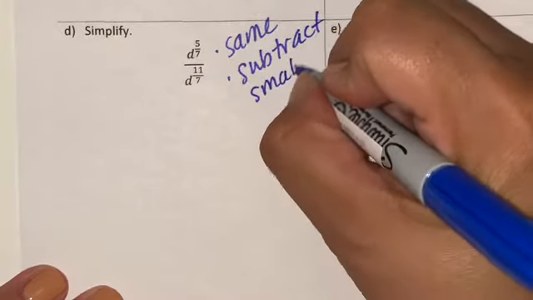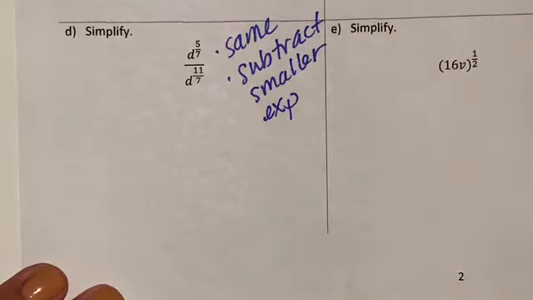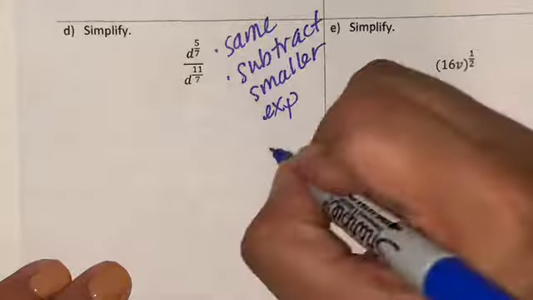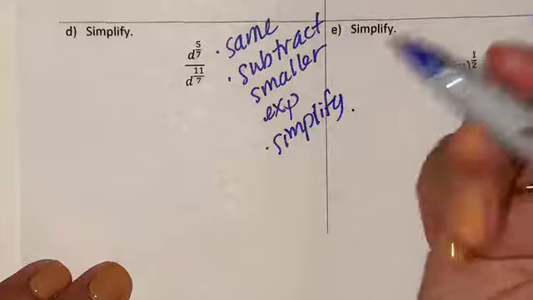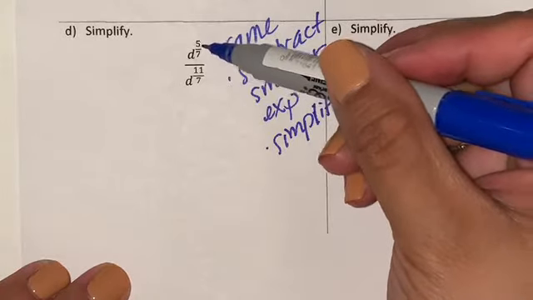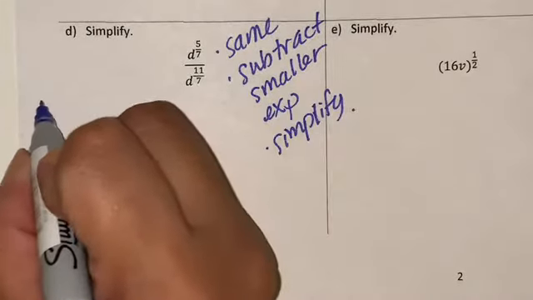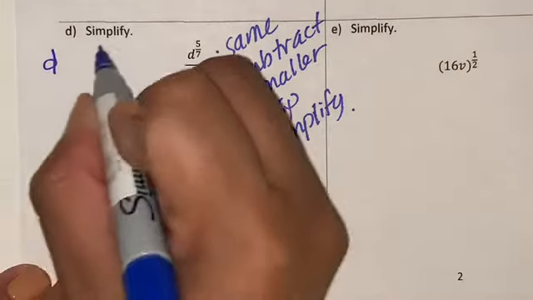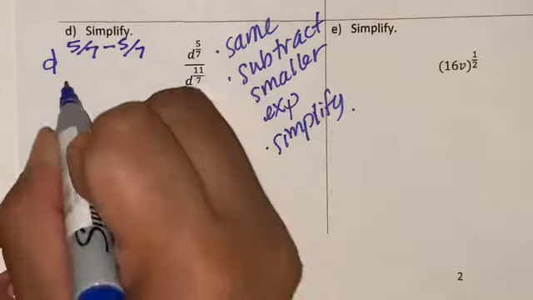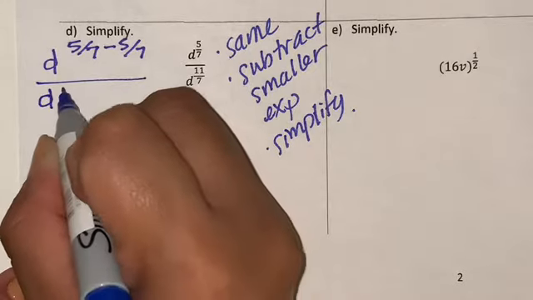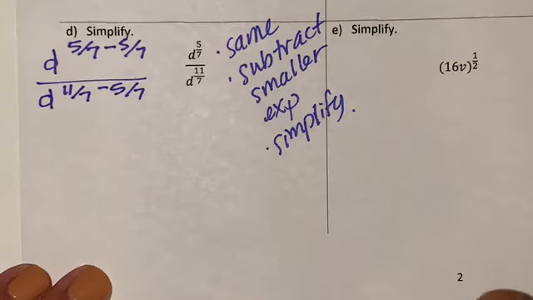Okay, so as long as I have the same base, I'm going to subtract the smaller exponent. Okay, so in this case, and then we're going to simplify. So in this case, my smaller exponent is going to be 5/7. So this is all fraction work. So D 5 over 7 minus 5 over 7 divided by D 11 over 7 minus 5 over 7.